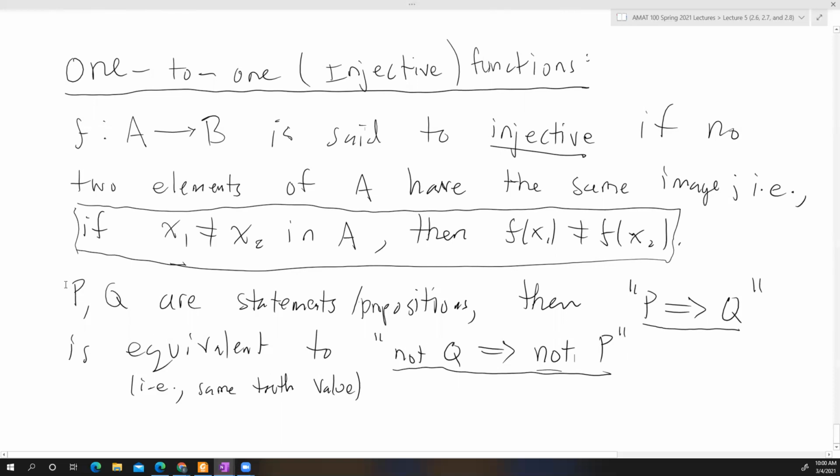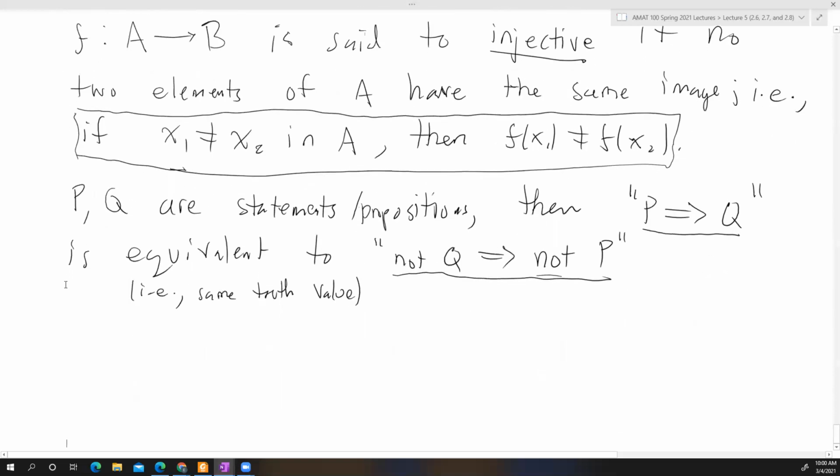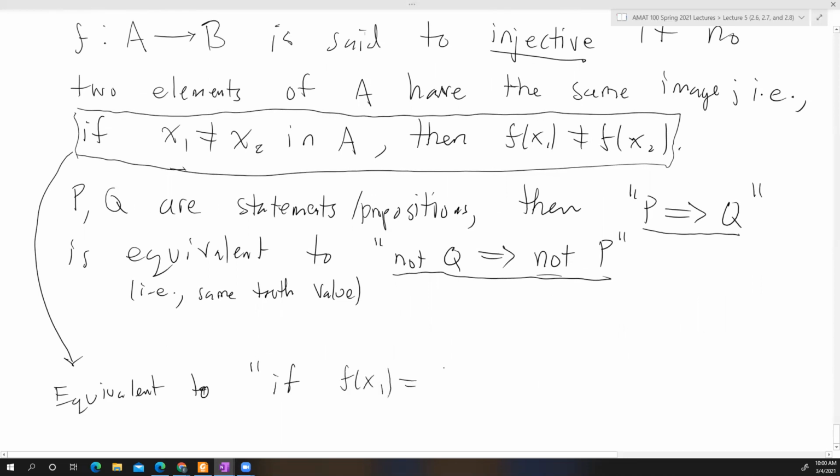But what all this means is that this statement right here, which I boxed out, is equivalent to, maybe I'll put quotation marks, if f of x1 is equal to f of x2, then x1 is equal to x2. So this is just another way of thinking about injectivity.